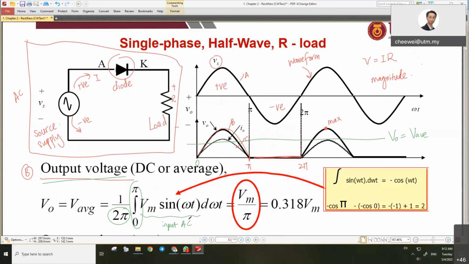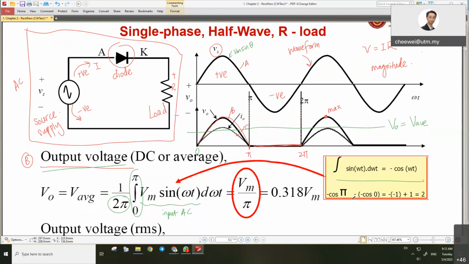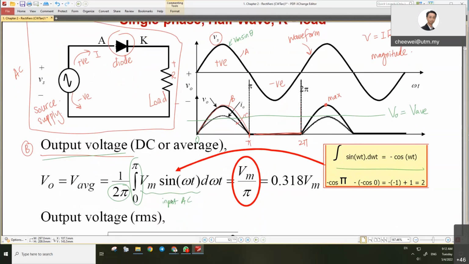Input AC, right? The AC waveform is Vm sine theta as usual. This waveform is known as Vm sine theta. So here we change it to omega t, so you can integrate Vm sine omega t d omega t. If you do the conversion using the integration, I put the notes on the right hand side in the yellow box, you can get the answer here, Vm over pi. Pretty simple, isn't it? If you are not sure how to do the integration, please revise it immediately.